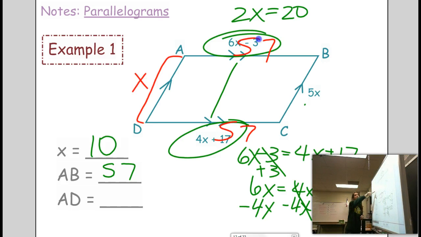What's this? 5 times 10. You plug it in here, 5 times 10 is 50. Opposite sides are congruent, so 50, 50.